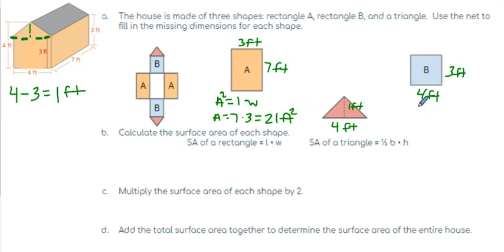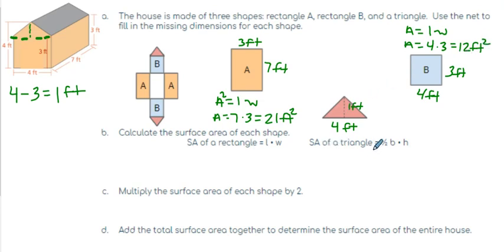For B, again, my area, I'll put that up here, is equal to my length times my width. So my area of this shape is equal to 4 times 3. 4 times 3 is equal to 12. And then my units, again, are feet, and because it's area, it's always squared.